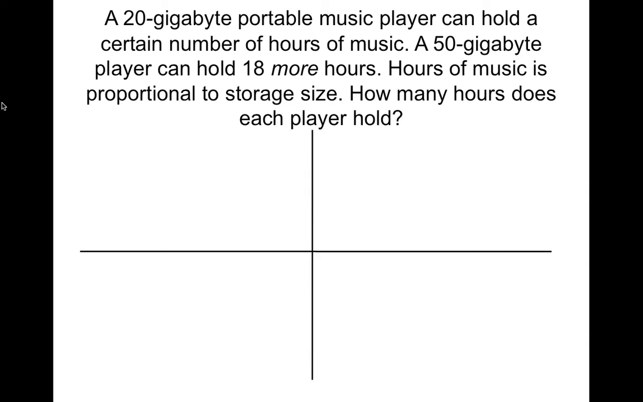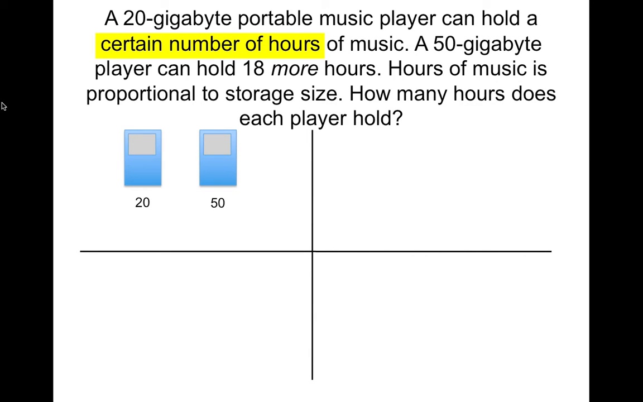A 20 gigabyte portable music player can hold a certain number of hours of music. A 50 gigabyte player can hold 18 more hours. Hours of music is proportional to stored size. How many hours does each player hold? So we try to draw a picture. These are portable music devices. One holds 20 gigs and the other 50 gigs.